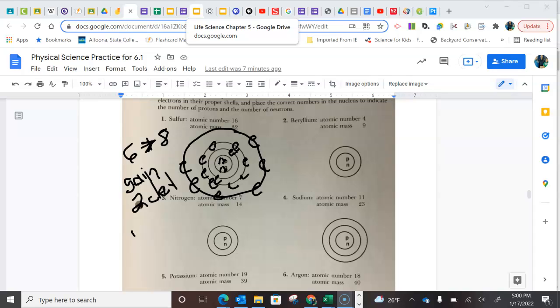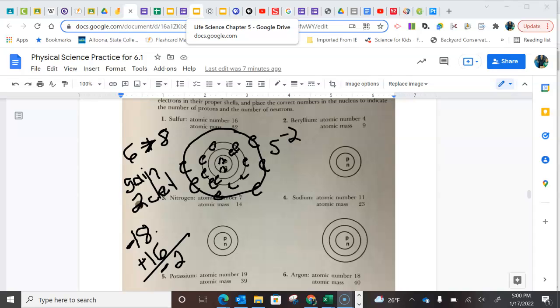If I have 18 negative charges and 16 positive charges, what's the charge of that ion going to be? Well, this is just like math class. I've got 18 negatives, 16 positives. It's going to be negative 2. An ion of sulfur will end up being sulfur with a negative 2 charge.